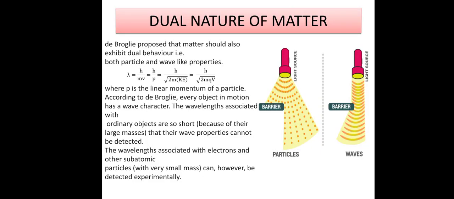Now we would discuss the dual behavior of matter. De Broglie, a physicist, proposed that matter, like radiation, should also exhibit dual behavior, that is, both particle and wave-like properties. This means that just as the photon has momentum as well as wavelength, electrons should also have momentum as well as wavelength.